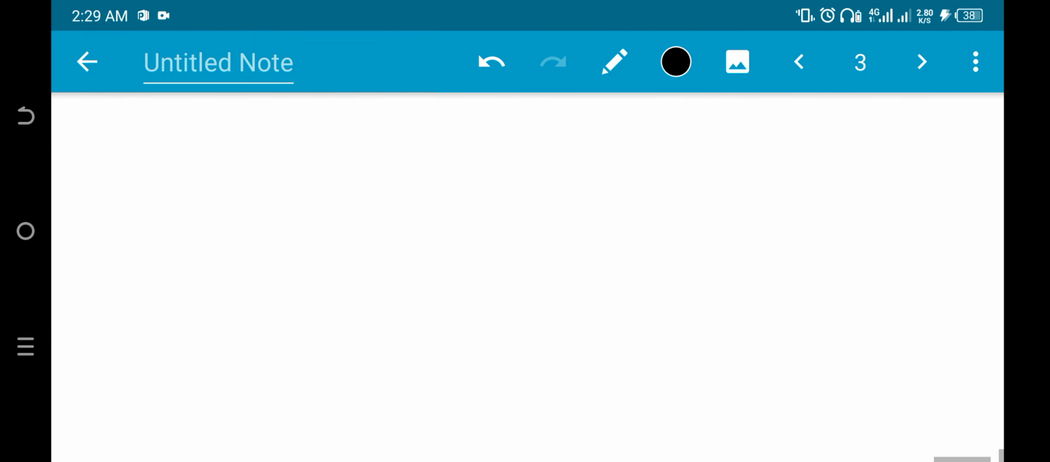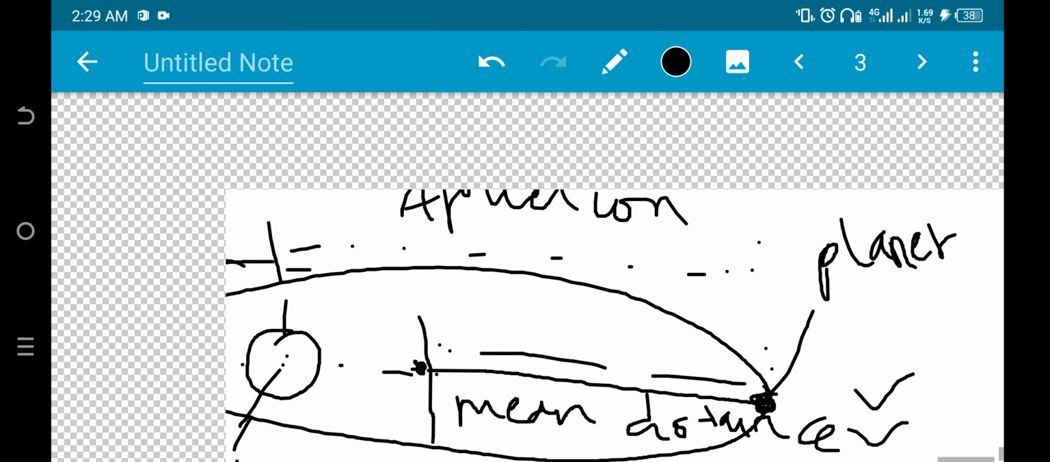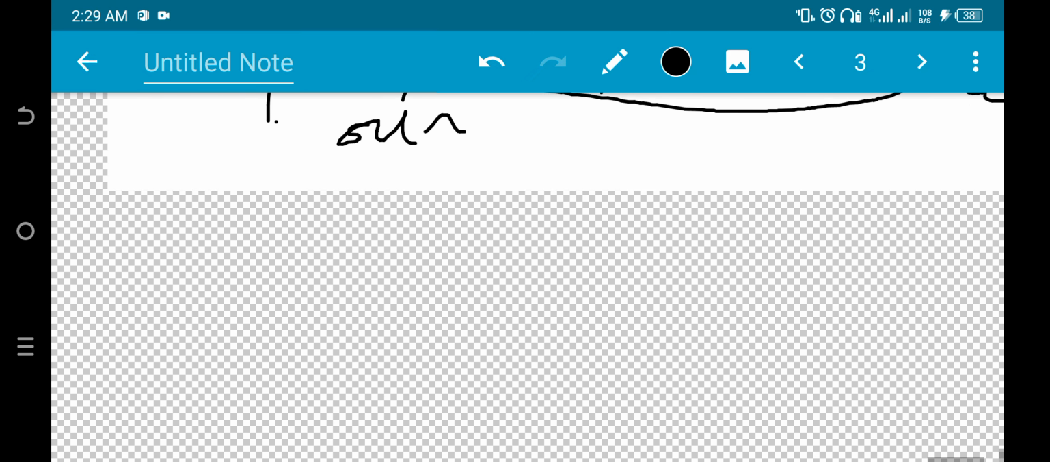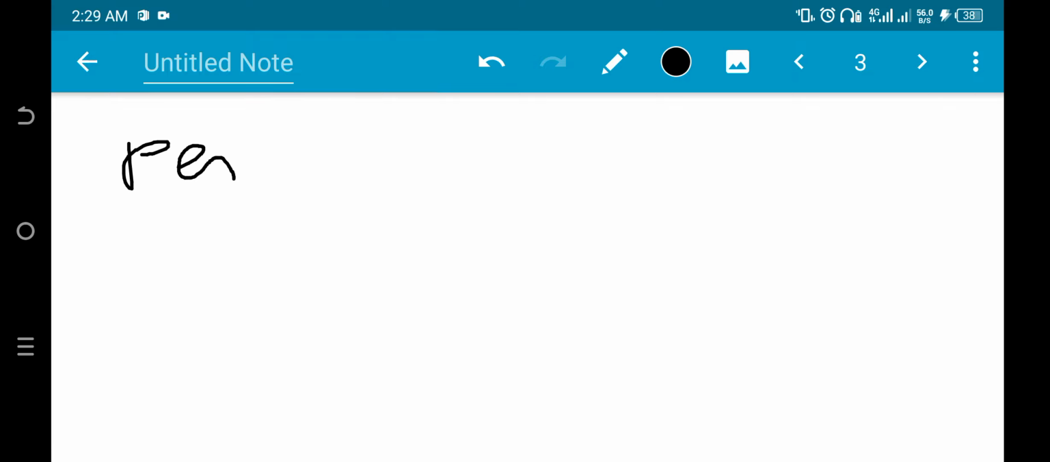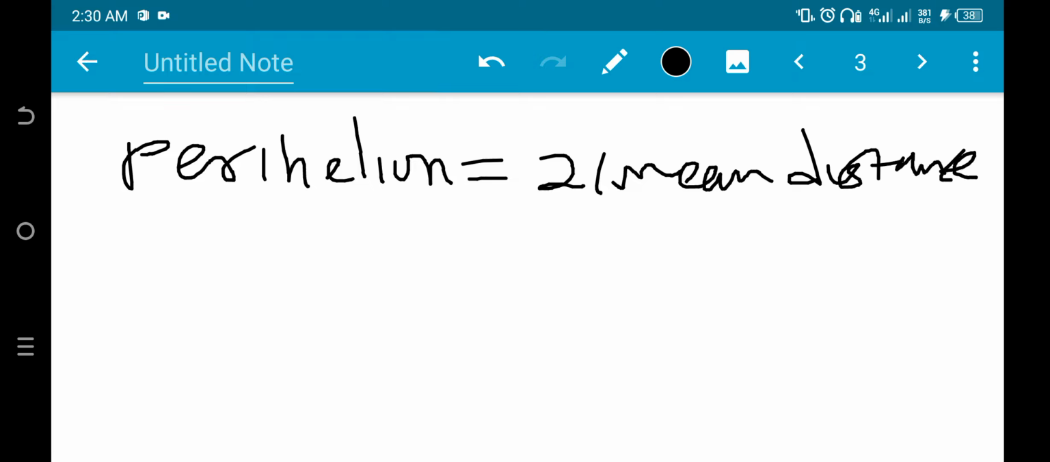They may give you the mean distance and the aphelion, and tell you to find the perihelion. So how do you go about it? Perihelion is equal to 2 multiplied by mean distance, then minus aphelion. I like writing it this way. So you can see that this is just the same thing.